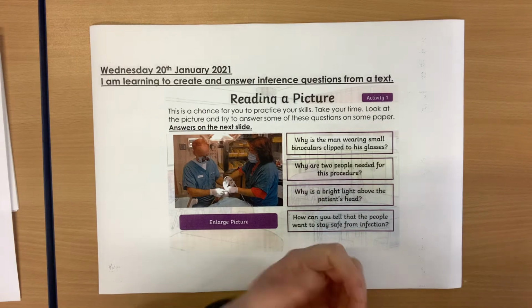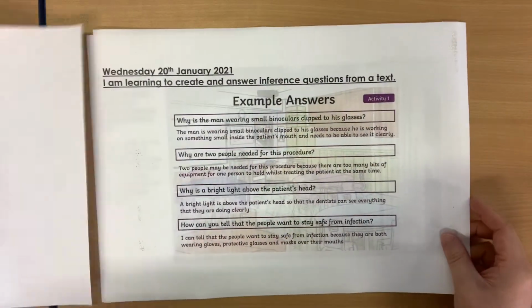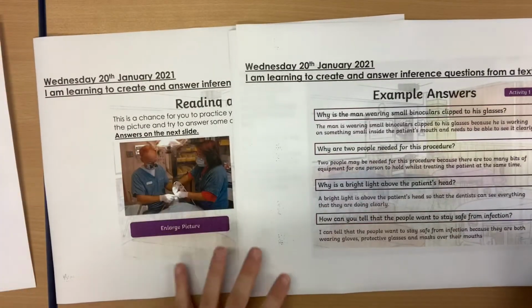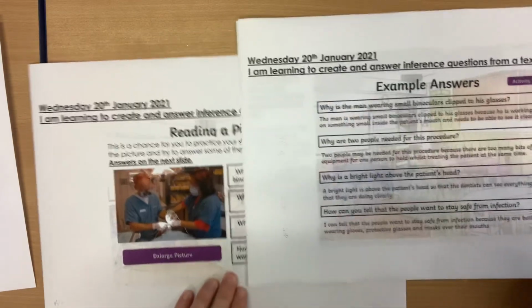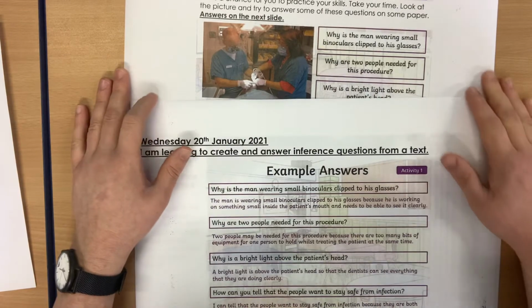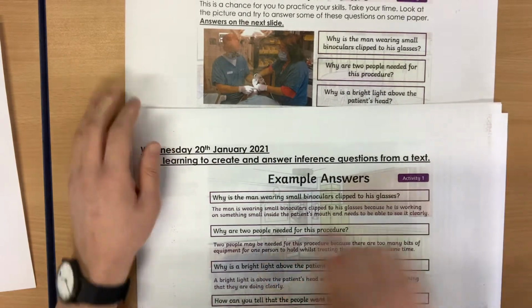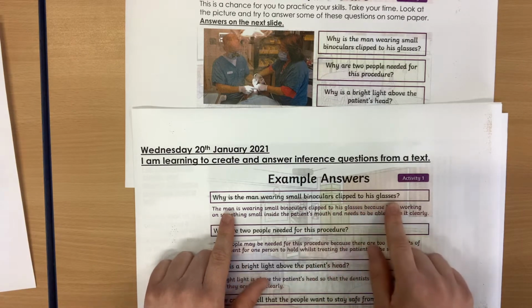Did you write some answers down? Okay, well, let's take a look at some. So, I'm going to keep the picture here so that we can see it, and I'll try and make sure that we've got some of the questions in here as well. Let's see if I can put that to the top. There we go. So, our first question says, why is the man wearing small binoculars clipped to his glasses?